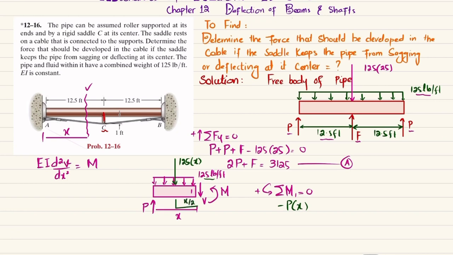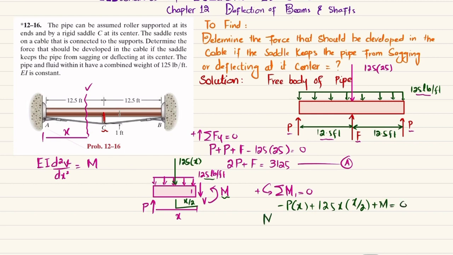So, and this is also producing a load with perpendicular distance x by 2, and it is producing counterclockwise movement, so it will be positive. So I will write plus 125 into x by 2, and the last moment is this reaction moment, which is counterclockwise, so it will be positive. So I will write plus M is equal to 0.